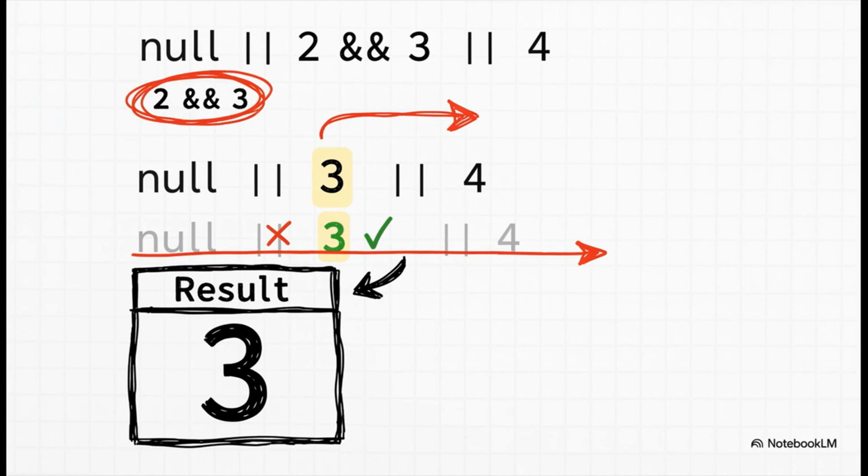And the answer is 3. Let's walk through it together. Because and has higher precedence than or, the 2 and 3 part gets evaluated first. Since both 2 and 3 are truthy, the and operator returns the last value, which is 3. So our expression now looks like this: null, or 3, or 4. Now the or operator takes over. It looks at null, that's falsy. It moves on to the next one, 3. Hey, that's truthy. So it short circuits and immediately returns 3.